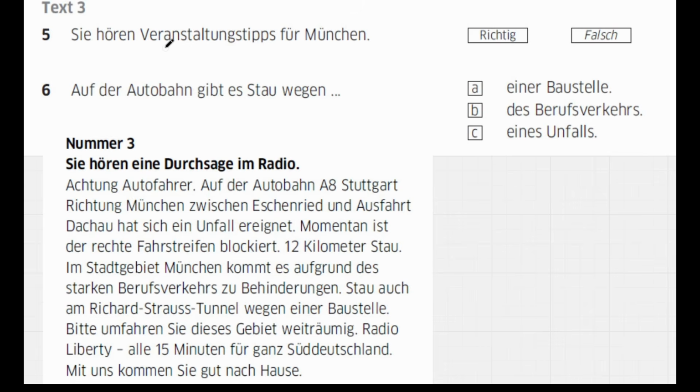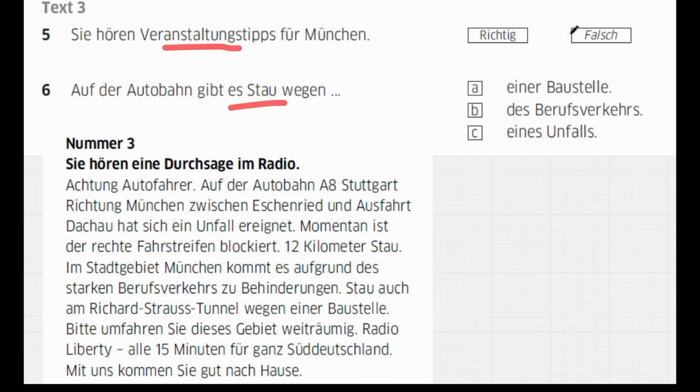So for example, here you see he's talking about event tips for München, and in question number 6 they are talking about a traffic jam. Now if somebody is giving you tips for something, they might not really be talking about the reason for a jam. So I feel there is a high possibility of this being false. So for the meanwhile, before I listen to the audio, I'm going to still mark it as false and I will confirm it when I listen to the audio.